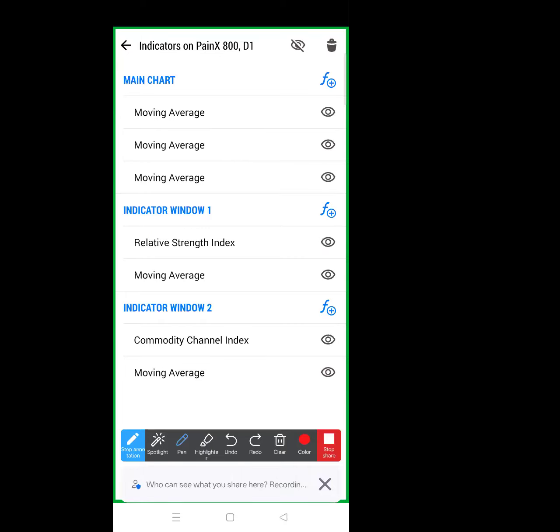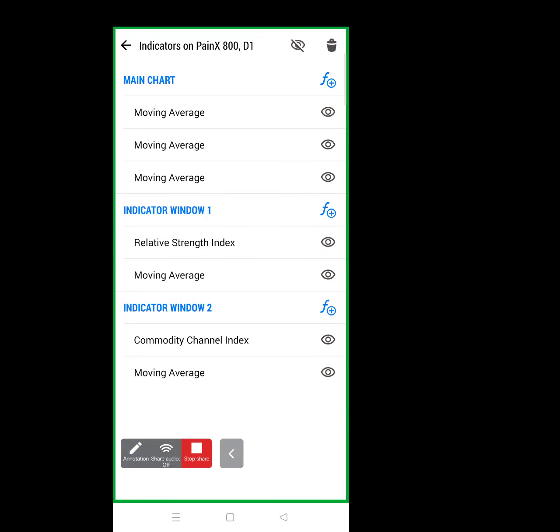for you to add the moving average, you come here, because after adding RSI, you now have indicator window one. So with indicator window one, you click on the F plus and add moving average. When you click on the F plus, it will take you to the indicator list, and you now select moving average.